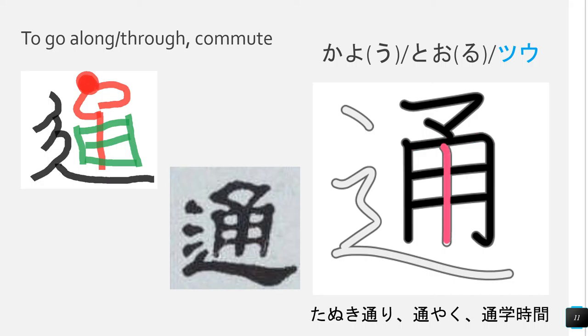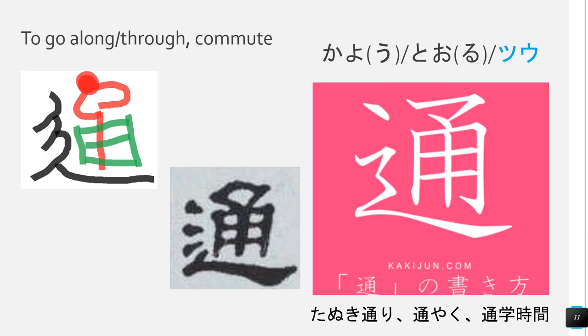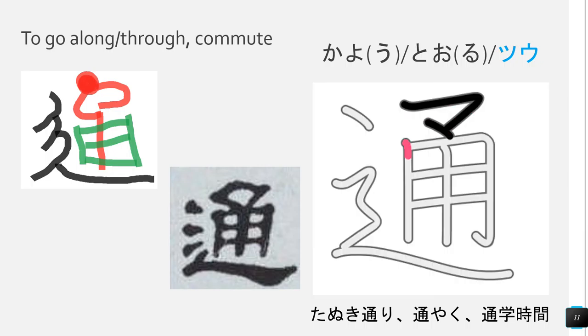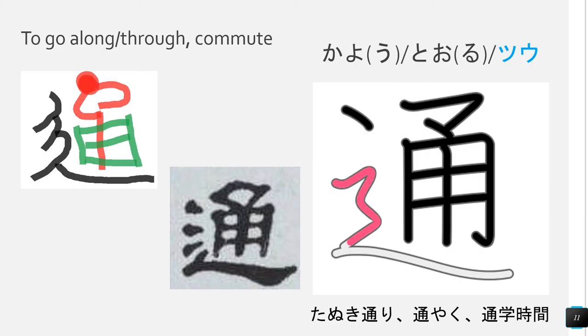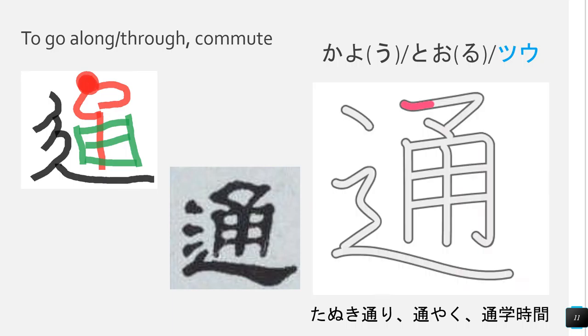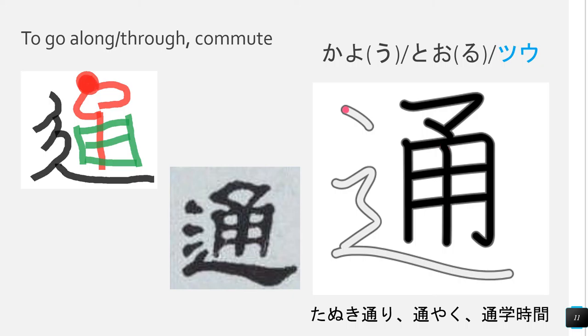So, the example I've given you is Tanuki Tori. Okay, Tanuki Tori is a famous shopping district near Asakusa, which means the Tanuki Street. And Tanuki, if you know, is the Japanese word for raccoon dogs. Okay, so it's a very cute name for a street. Tanuki Tori. The second kanji is Tsuyaku, which is interpreter or interpret.